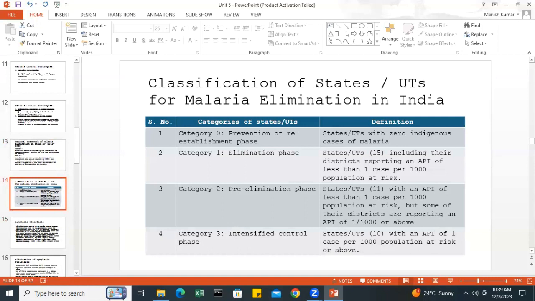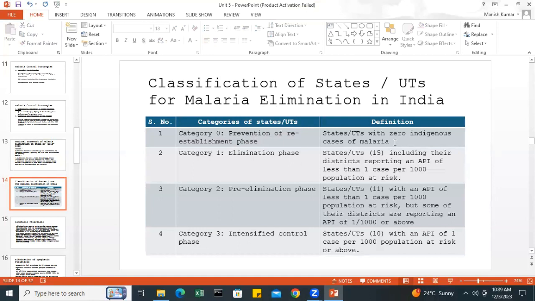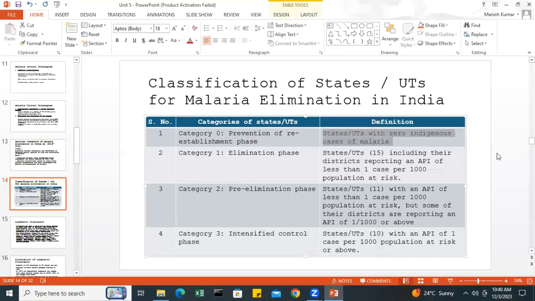So there is a classification of states and union territories based on certain definitions. If you can see, there is category 0, category 1, category 2, category 3. Category 0 is the prevention of re-establishment phase. These are the states where there are zero indigenous cases of malaria. So category 0 is those states or areas where there are no cases of malaria. Category 1, which is in the elimination phase. So states and union territories, including their districts, reporting an API of less than 1 case per 1,000 population at risk.